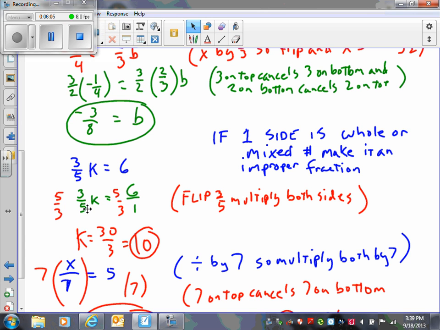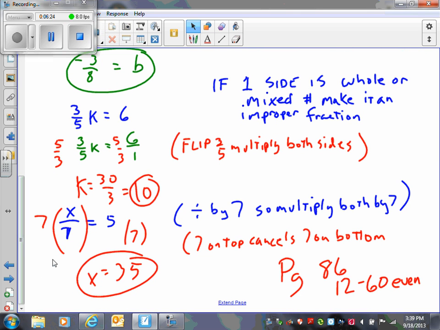Anyway, I'm multiplying by 3/5, so its reciprocal is 5/3. I multiply both sides by 5/3. The 5's cancel, the 3's cancel, I just have k. 5 times 6 is 30, 3 times 1 is 3. I have to simplify, we always have to reduce fractions. 3 goes into 30 10 times, so the answer is k equals 10.